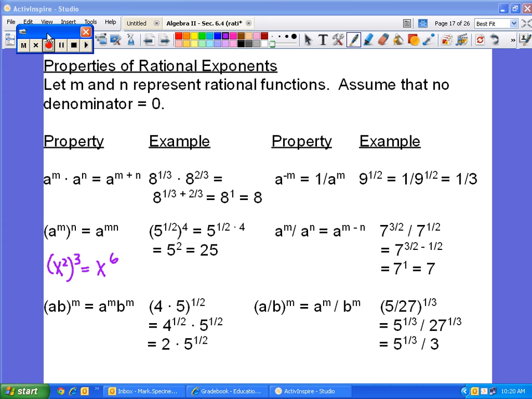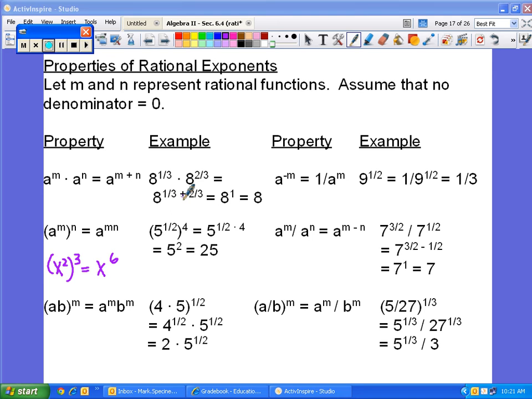So, for starters, if I multiply two exponents together, what do I do with the exponents? You add them. So what we have here is the property written algebraically, and next to it a numerical example. If I have 8 to the 1/3 power and I multiply it by 8 to the 2/3 power, notice that the bases don't change.